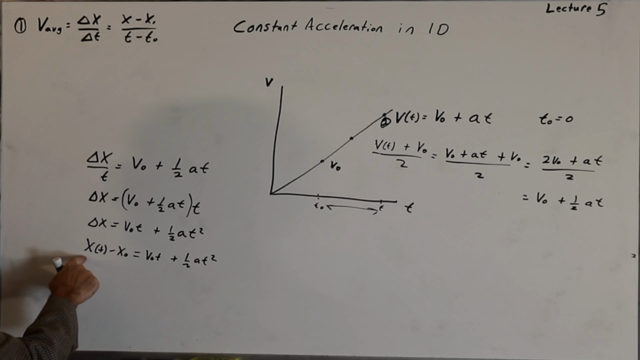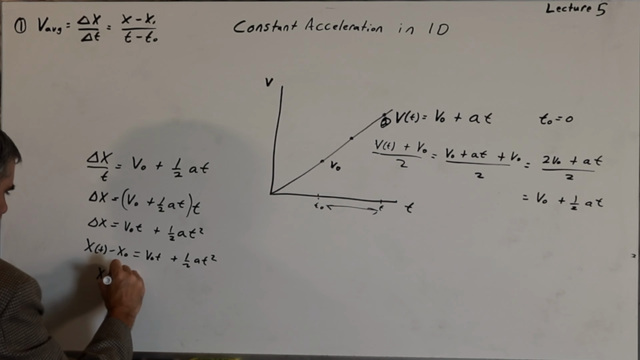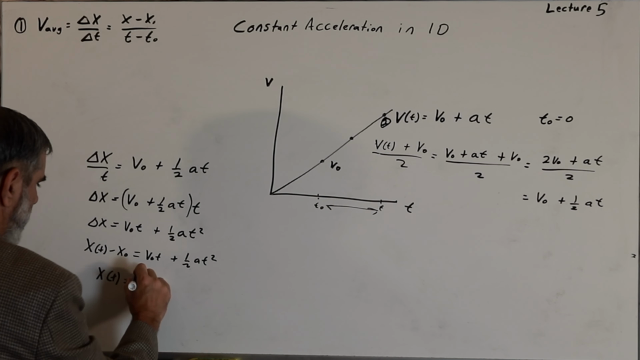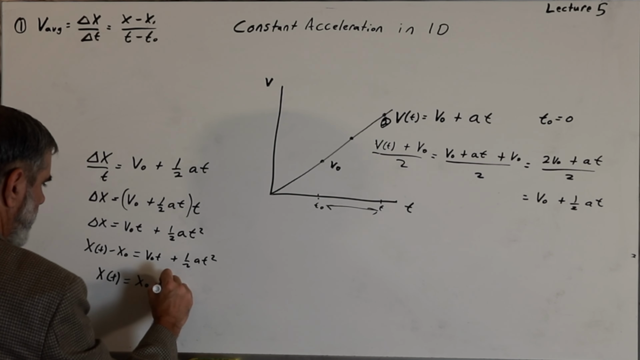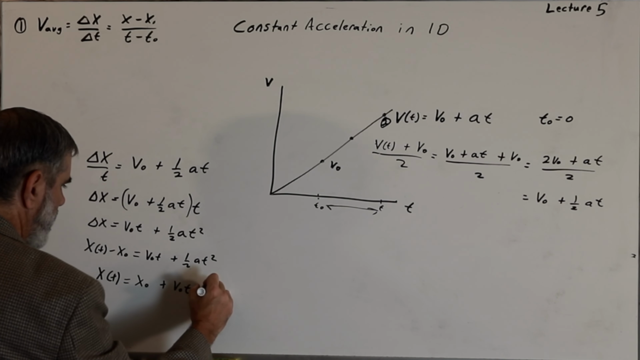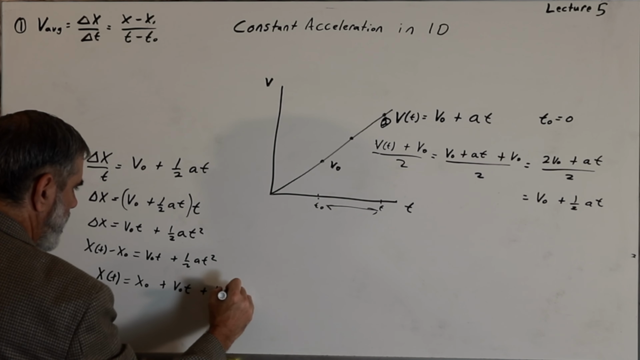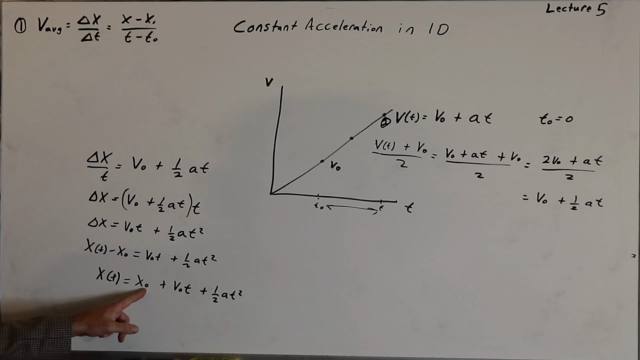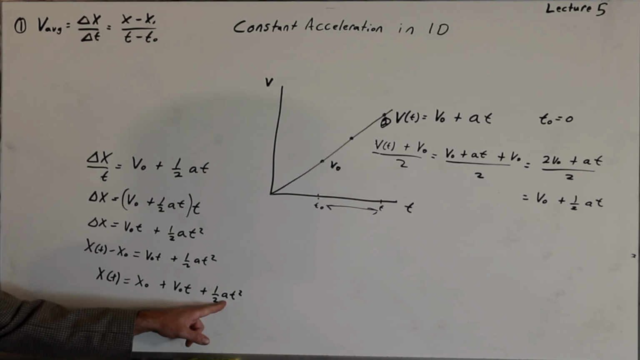I'm going to solve this for just x of t. And so why am I doing that? Well, that gives me an equation that's a function of time that gives me the position in terms of the initial position, x naught, the initial velocity, and the constant acceleration that we're experiencing.